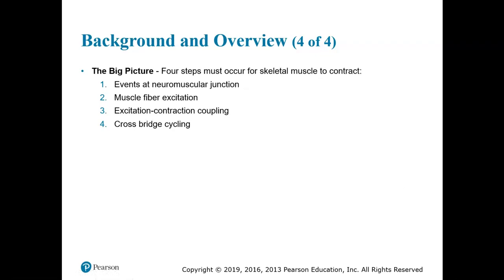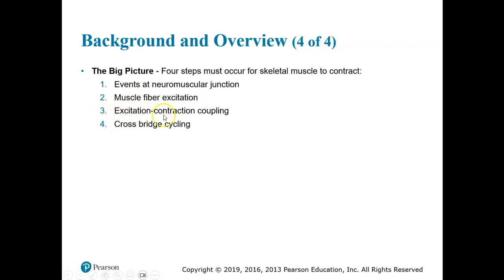So there's 4 things that must happen for the skeletal muscle to contract. You must have a nerve impulse that leads to events at the neuromuscular junction, which leads to the acetylcholine release from the axon terminal. So the events at the neuromuscular junction, then muscle fiber excitation, and that's going to have to do with an electrical event at the sarcolemma of the muscle fiber.